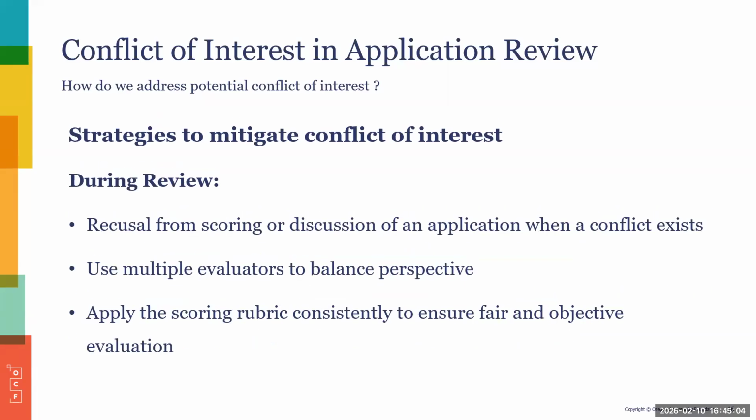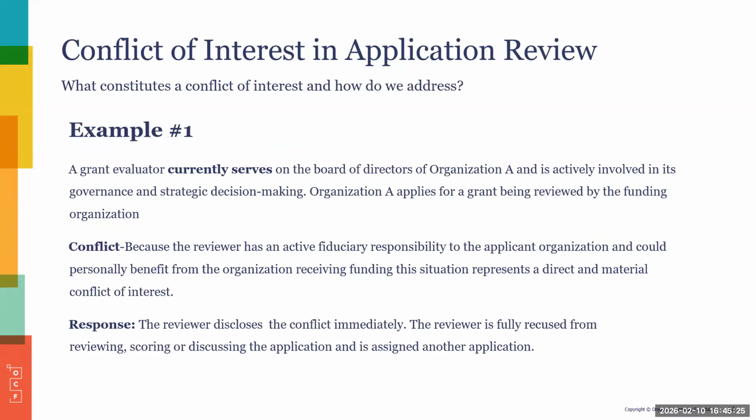So strategies to mitigate conflict of interest during the review. Grant evaluators must recuse themselves from scoring or discussing if a conflict exists. We use multiple reviewers to balance perspectives, and we apply a scoring rubric consistently to ensure a fair and objective evaluation. So what constitutes a conflict of interest and how do we address it?